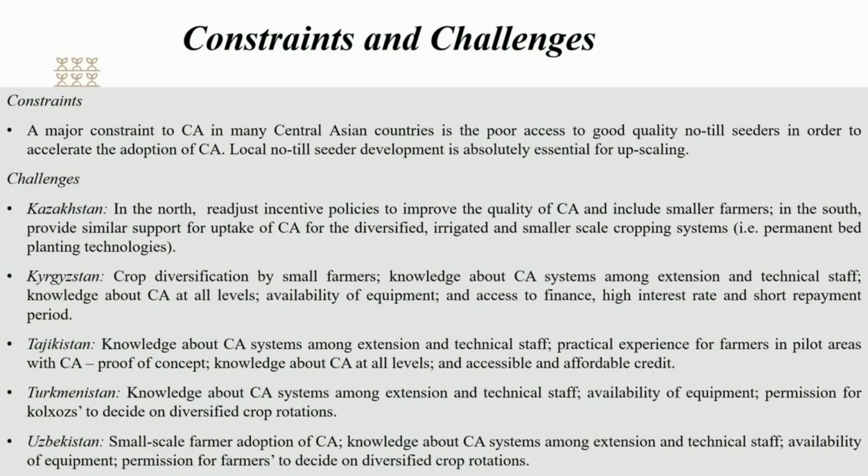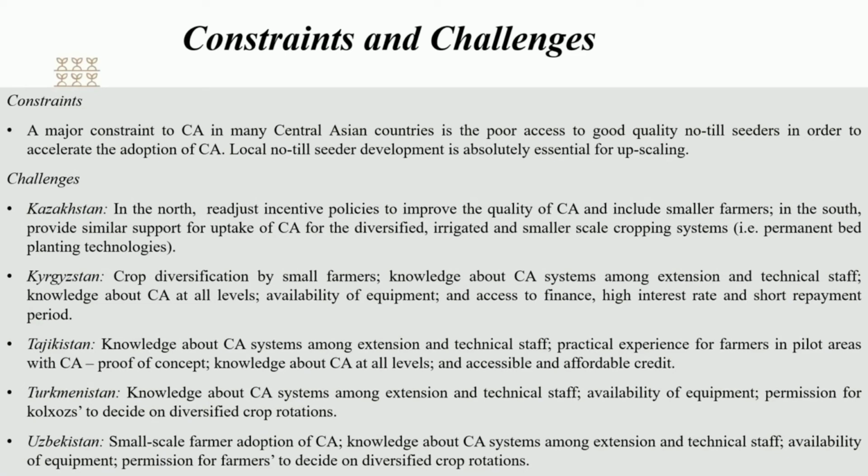When we talk about constraints and challenges, a major constraint to CA in many Central Asian countries is the poor access to good quality no-till seeders in order to accelerate the adoption of CA. Local production is absolutely essential for upscaling. Challenges: in Kazakhstan, mostly in the north, readjust incentive policies to improve the quality of CA and include smaller farmers. In the south, provide similar support for uptake of CA for the diversified irrigated and smaller scale cropping system. Here, we can use permanent bed planting technology.